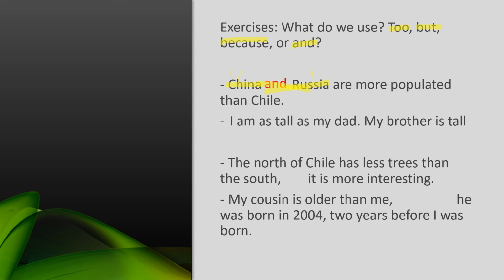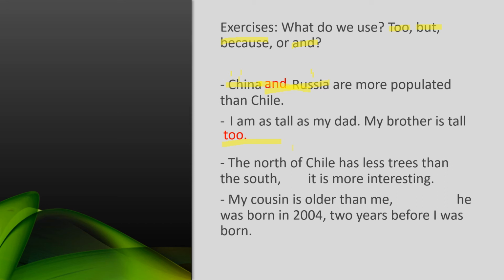Now we have: I am as tall as my dad. My brother is tall, and we have something here. There was a word that always was at the end of a sentence. Do you remember what word it was? Too, yes. I am as tall as my dad. My brother is tall too. We use too because the brother is tall too, we are adding him to the sentence.